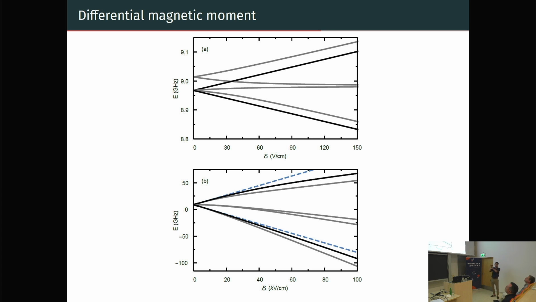They look extremely linear. But actually, if we zoom out a bit, or a lot actually, this is in kilovolts per centimeter rather than volts per centimeter, but it's the same plot. So this plot fits in this tiny region down here. I've added these blue dashed lines to show what would happen if the Stark shifts were linear for all fields. But you can see that they both start to curve down, and that's because we're now mixing in some of the next rotationally excited states.